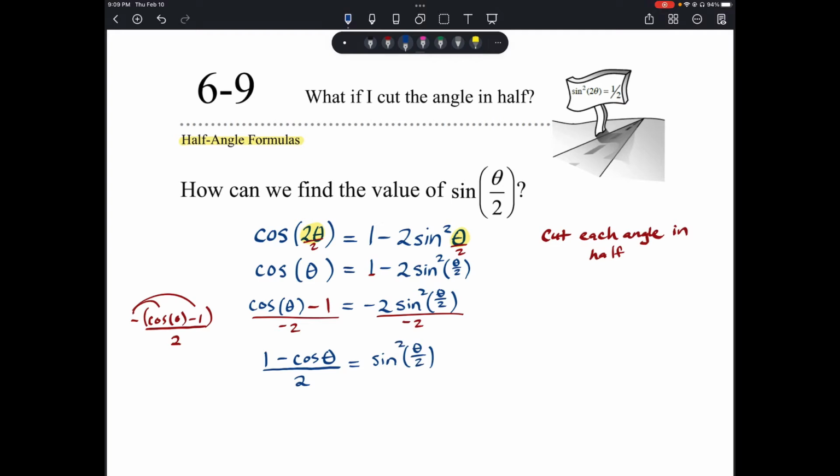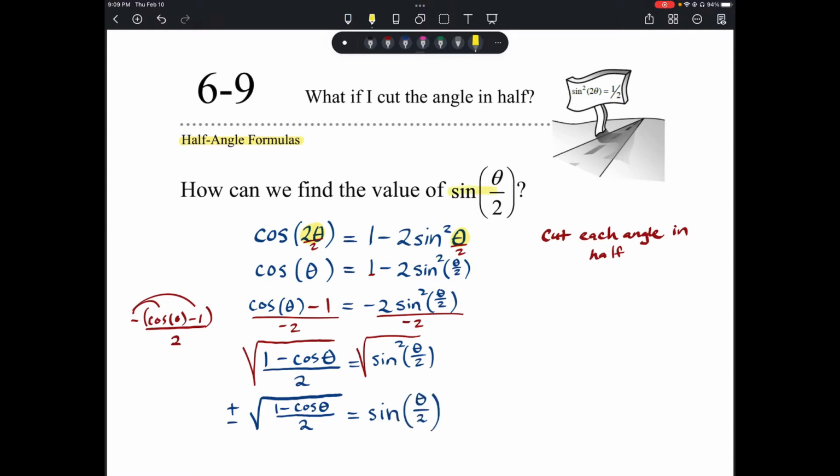Obviously the next thing we're going to do is take the square root of each side to get rid of the square. We know that on the right side we should have the absolute value of the sine of half of theta, and that's going to lead us to have our positive or negative. I'm going to go ahead and just write the positive or negative on the other side. So we have positive or negative square root of 1 minus cosine of theta over 2. And we say that equals, so we take sine squared and we take the square root of it, we're left with the sine of half of theta.